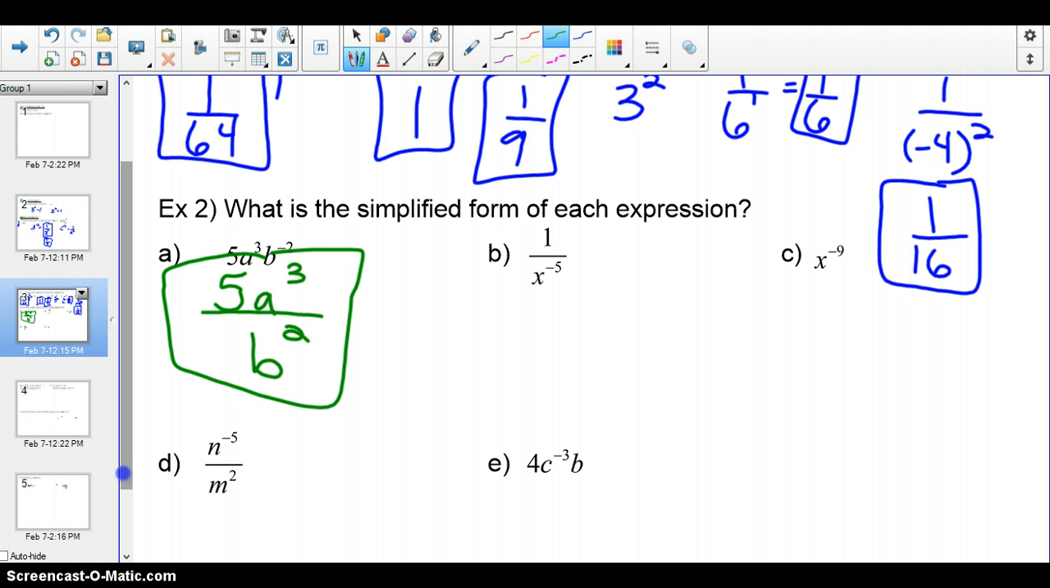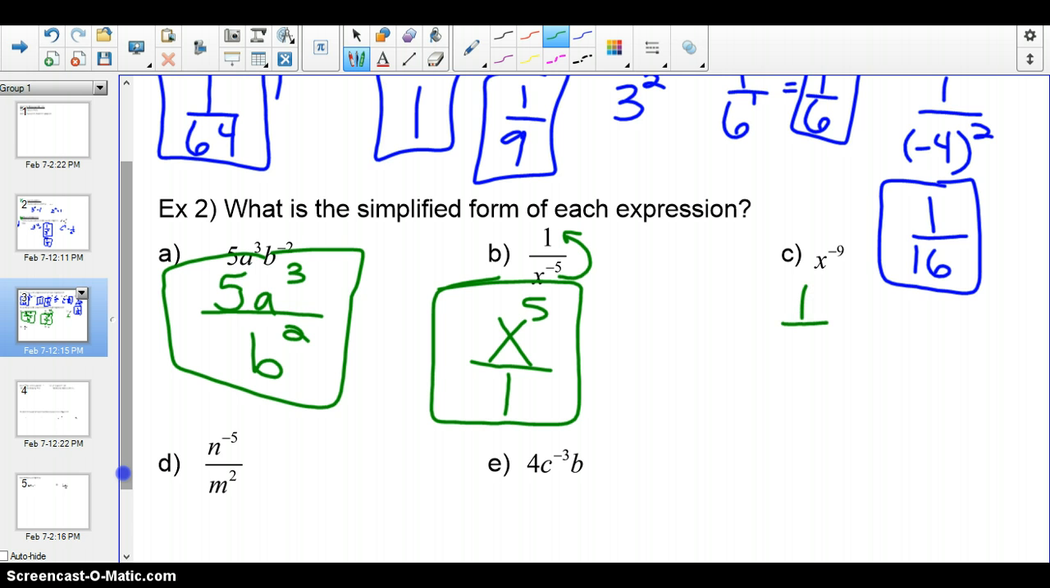So part B here is a little bit different. We're actually going to move x to the negative 5 to the numerator to make it positive. So I've got x to the 5th now in the numerator, and I don't have anything in the denominator. It's just over 1. Last few here. X to the negative 9 would be 1 over x to the 9th. So you have no negative exponents.